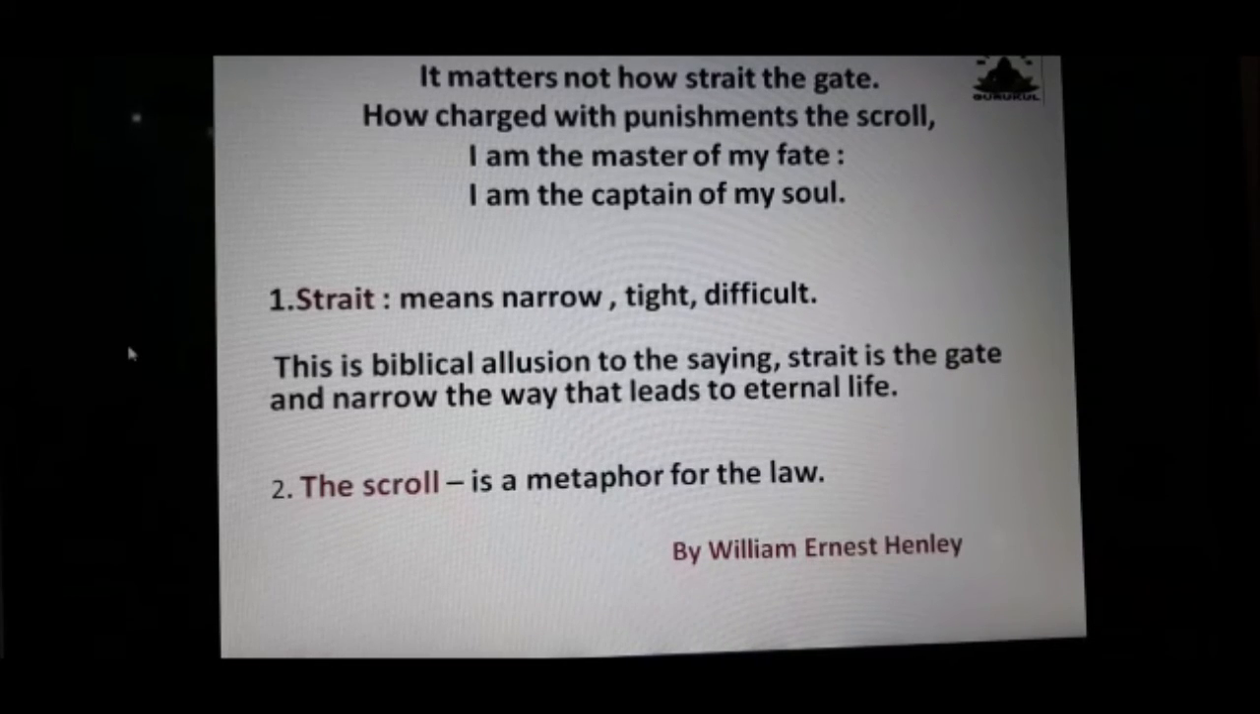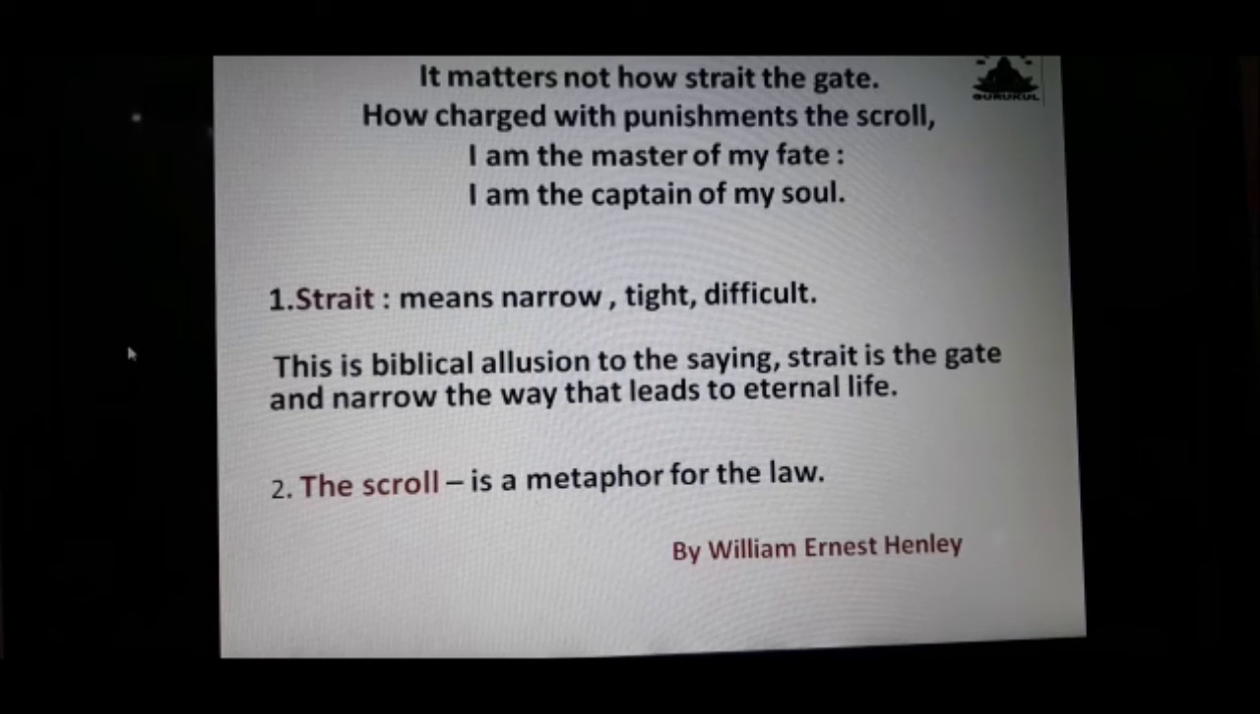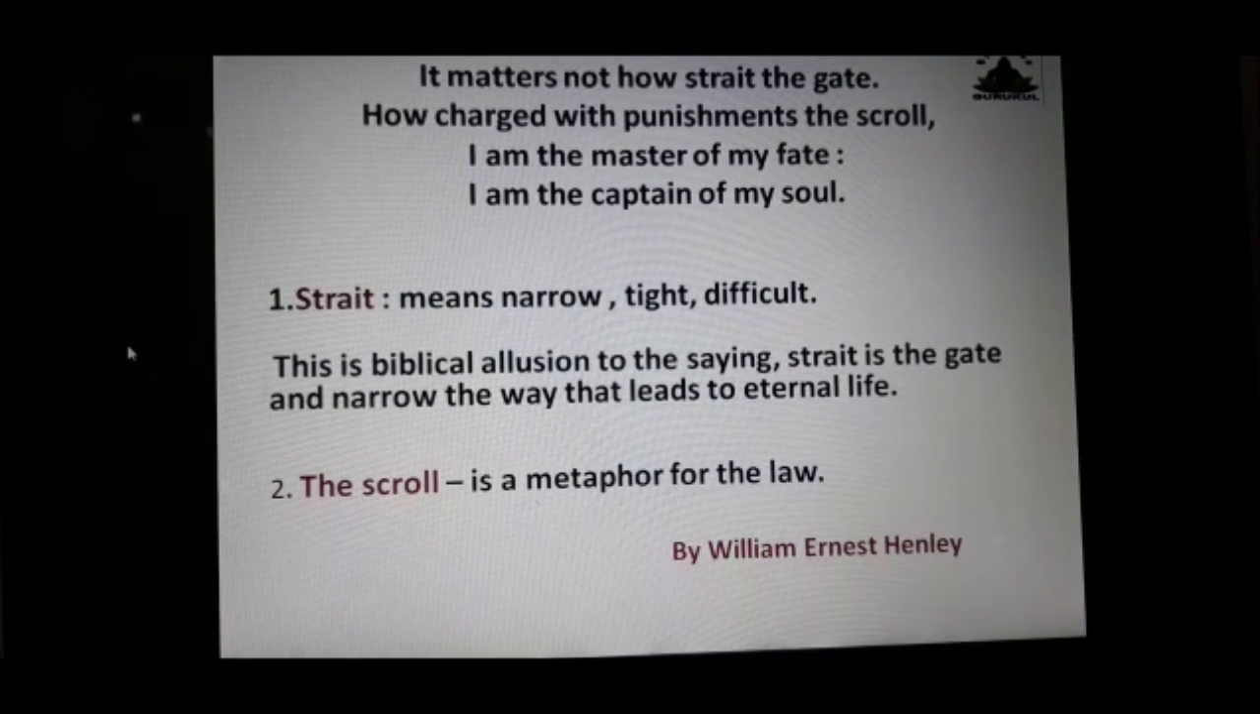Now this is actually a biblical allusion to the saying, "Straight is the gate, and narrow the way that leads to eternal life." Like we say, the way to heaven, how you go to heaven or how you may go to hell, which is the situation after death, children. The scroll is a metaphor. It can be said to be a comparison with the law. So it does not matter how straight the gate is, how narrow or difficult the way to heaven is, or how charged with punishment the scroll.